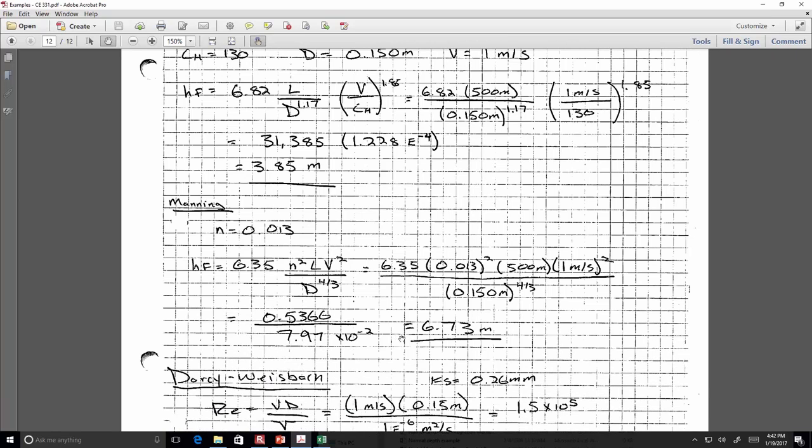But if you're looking for the silver lining, at least it's conservative. It's going to overestimate the head loss instead of underestimate it. In a design situation, you'd want to overestimate the head loss so that you can make sure you provide adequate pressure rather than underestimate it.